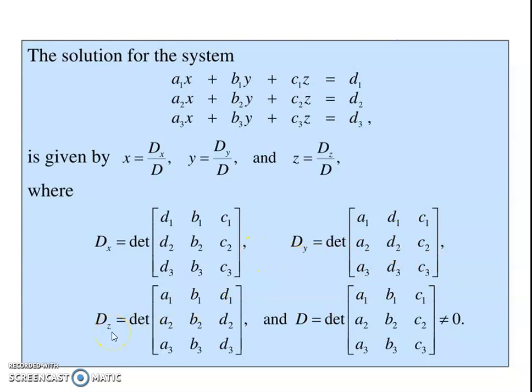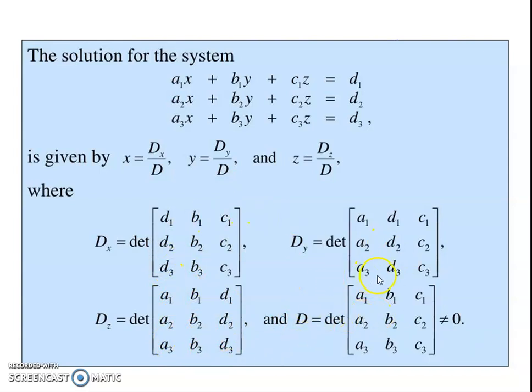Now our last but not least, Dz. In Dz we must put d1, d2, d3 instead of the coefficients of the z variable, that is c1, c2, c3. So I put d1, d2, d3, and the remaining coefficients of x and y remain the same, that is a1, a2, a3, b1, b2, b3.